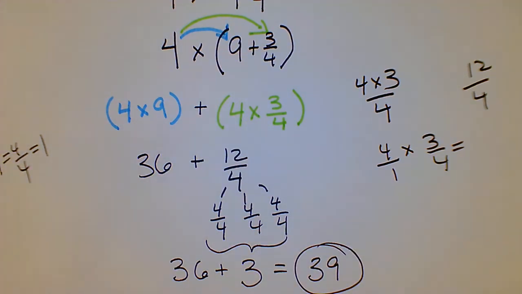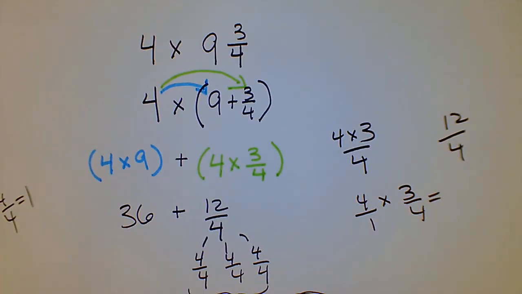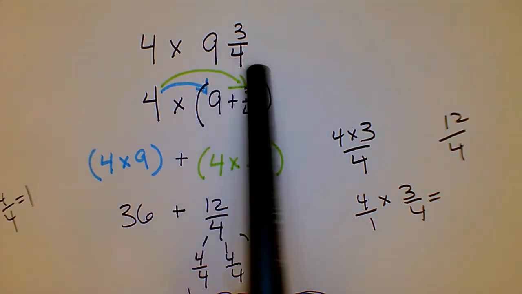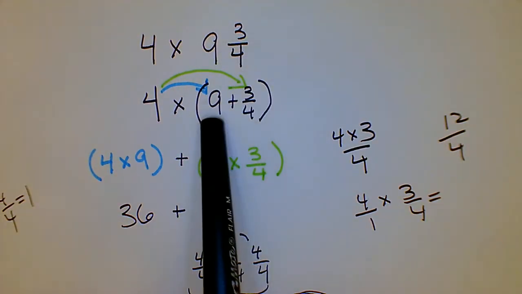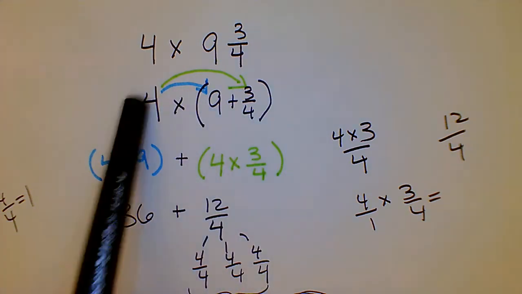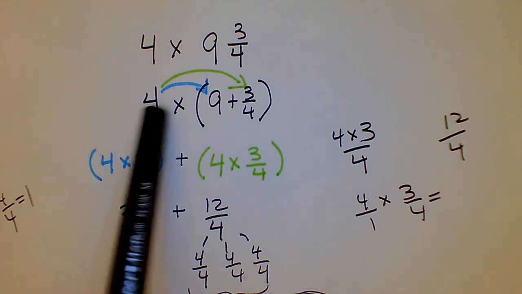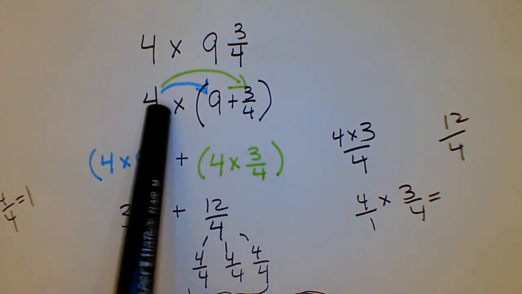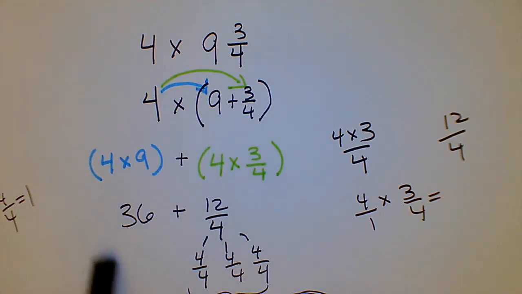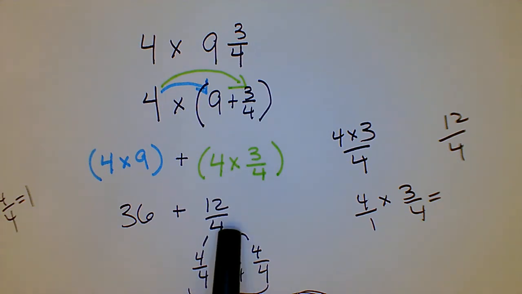All right, so again, what we did was we pulled apart, or decomposed, the 9 and 3/4 so that you had your whole number and your fraction. Then we took the other whole number and multiplied it times each piece there. So here we had 4 times 9, here we had 4 times 3/4, and then we were able to convert this and add them all together.